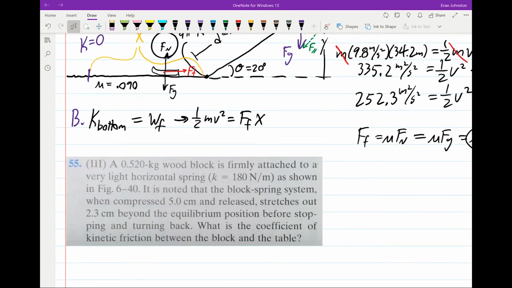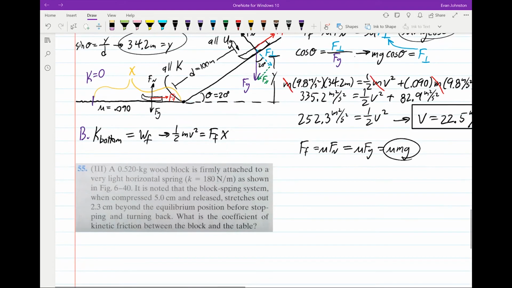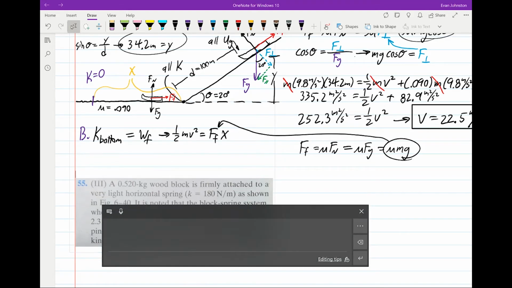So really, we're going to rewrite this equation now with friction plugged in. So I'll plug this in right there. So let's get a little more space.